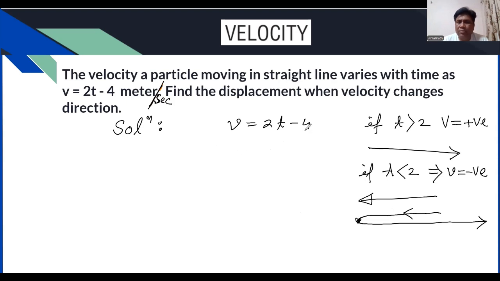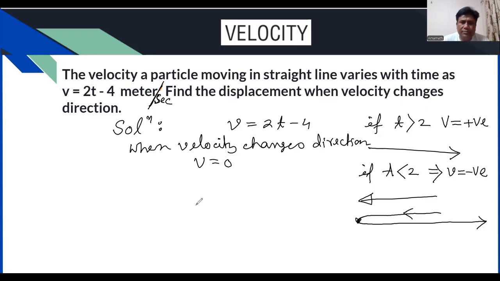So make V 0, because when velocity changes direction, at that moment V becomes 0. So it means 2t minus 4 becomes 0. So t will be what? 2. So t equal to 2 is the crucial time. Now you start writing this. If t is greater than 2, V is positive, and if t is less than 2, V will be negative.